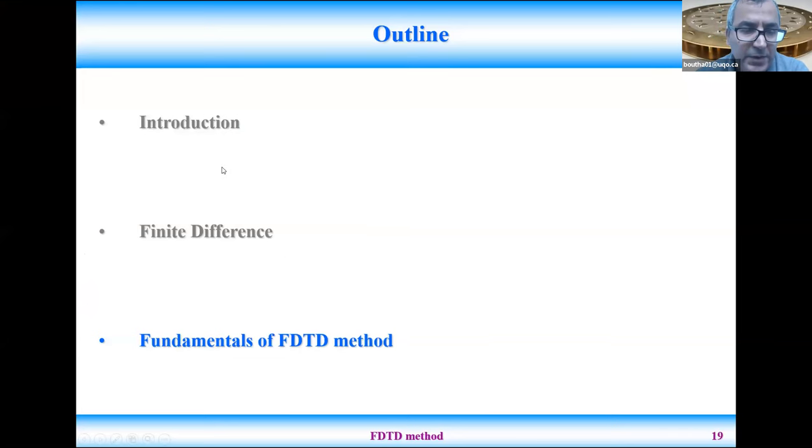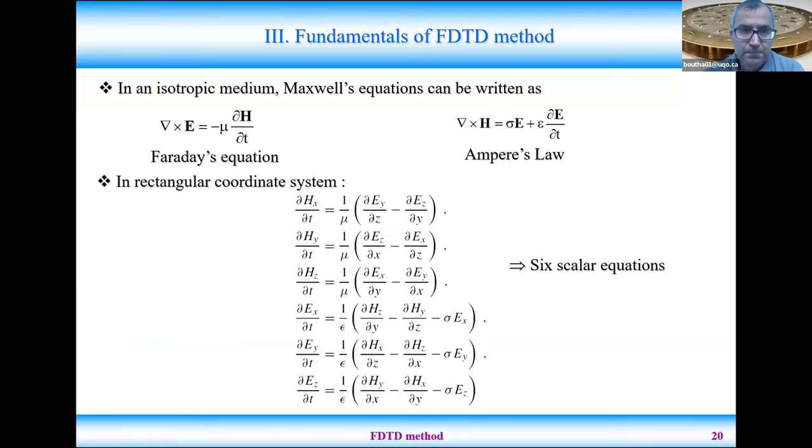So we have seen the finite difference, and now we will talk about the fundamentals of the finite difference time domain method, which is of course based on the finite difference. In an isotropic medium, Maxwell's equations can be written like this. The curl of the electric field is equal to minus mu delta H over delta t. E is the electric field, H the magnetic field, mu is the permeability of the medium. Curl of H equals sigma E plus epsilon delta E over delta t. Sigma is conductivity, epsilon is permittivity. Here we have Faraday's law, and here we have Ampere's law.